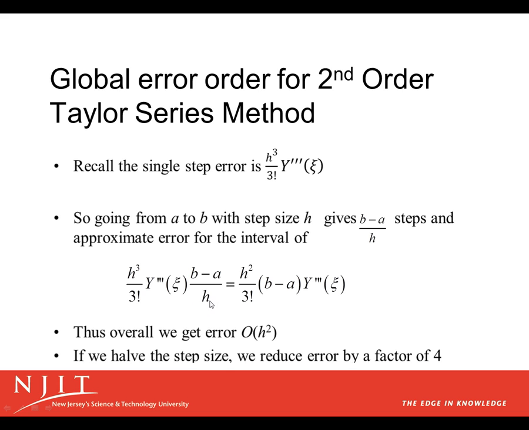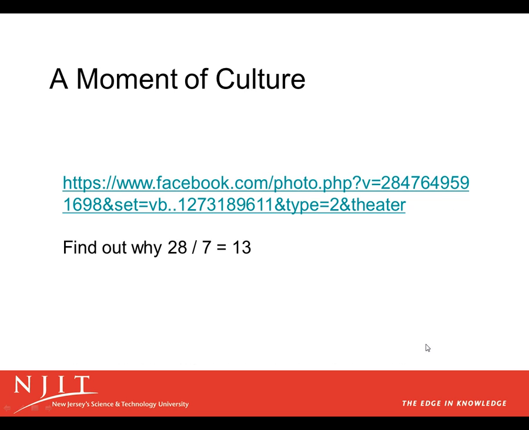The h cubed over h brings us an h squared, and we find the overall error is order h squared. If we halve the step size, then we would reduce the error by a factor of 4. So if in the previous case we took h is equal to a half, instead of h is equal to 1, we'd have to take 2 steps, but we'd reduce the error by a factor of around 4.